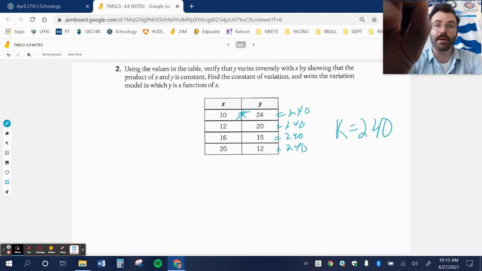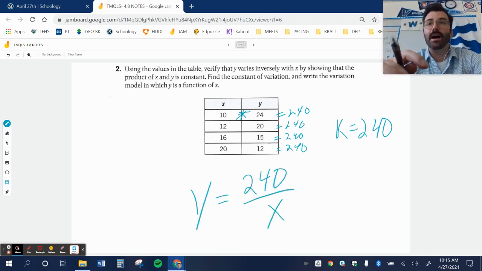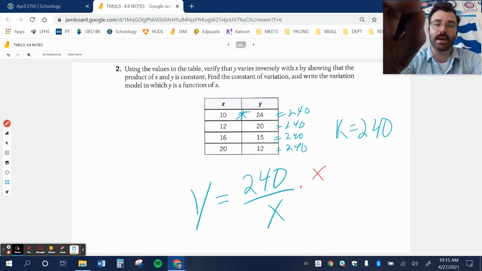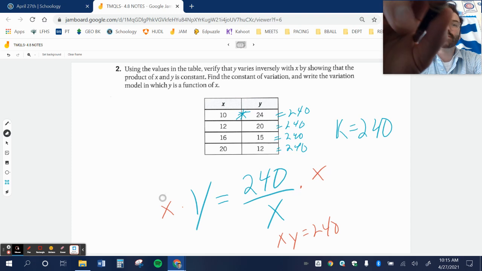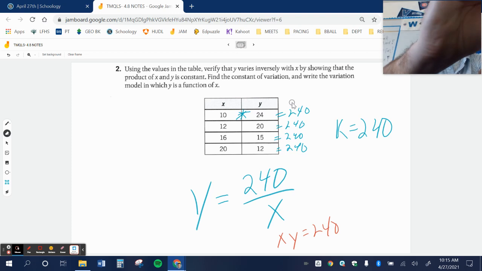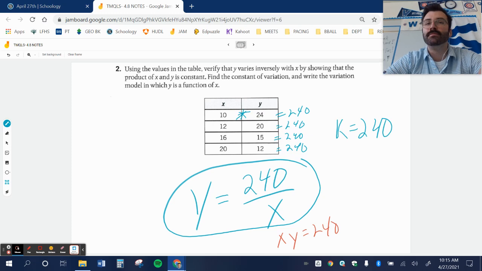If k is 240, then I would write my equation like this. Now, if I was like, wait, that doesn't look like what we did here, that's true. But if you were to get the 240 by itself, what would I do? I'd multiply by x, and I'd have xy equals 240. That's where this 240 comes from. That's really how you find your multiplier, but that's not what we're doing. That's where this work comes from. So our equation for this problem is this.